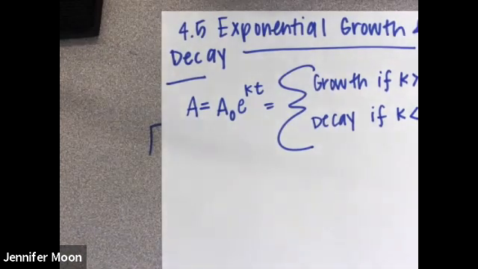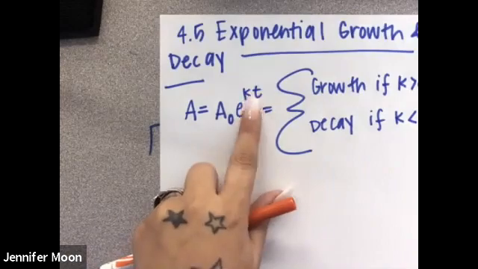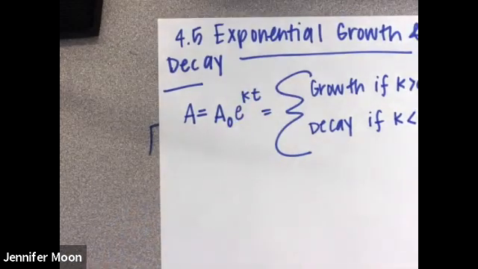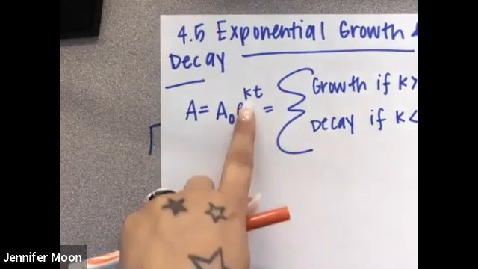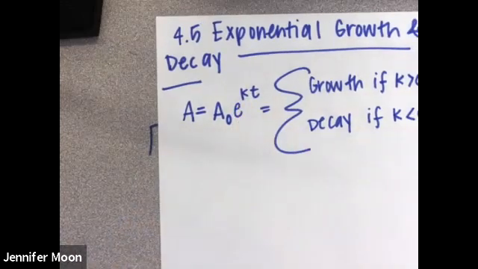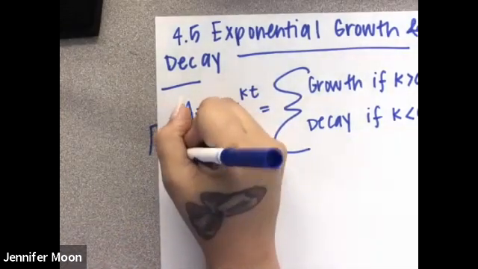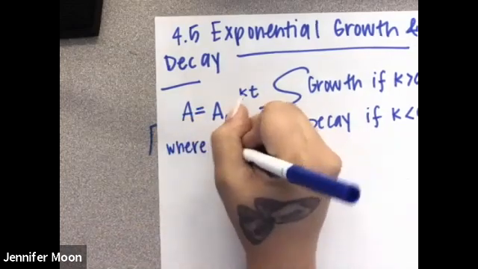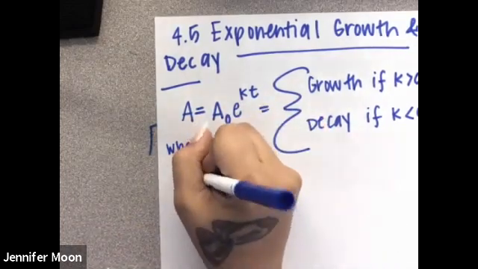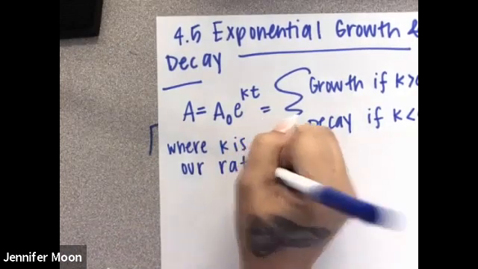Does that make sense? This is my k, it's in the exponent. If I raise something to a negative exponent, I'm going to get smaller, right? If I raise something to a positive exponent, anything squared, it's getting exponentially larger. Now you make it, raise it to the 37th power. It's getting even larger, right? So growth is going to be if your k is greater than 0. Decay is going to be if it's less than 0. And y'all, k is our rate.